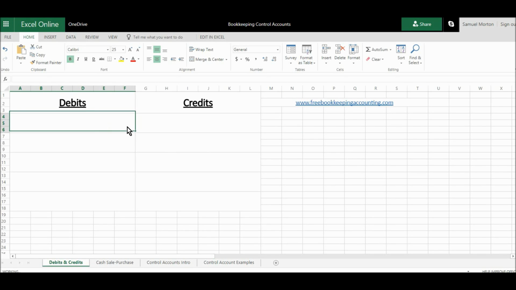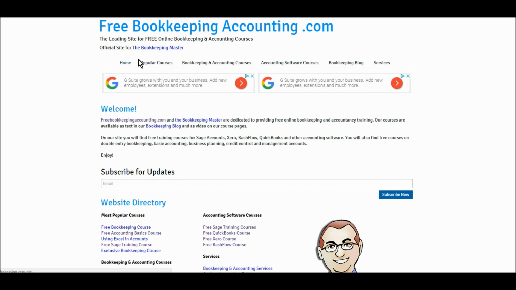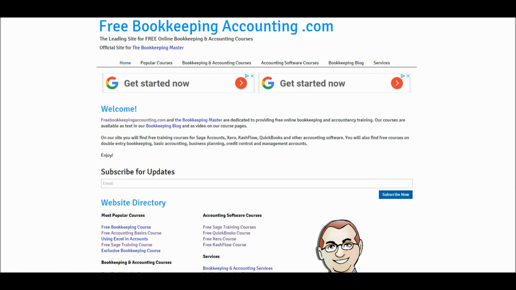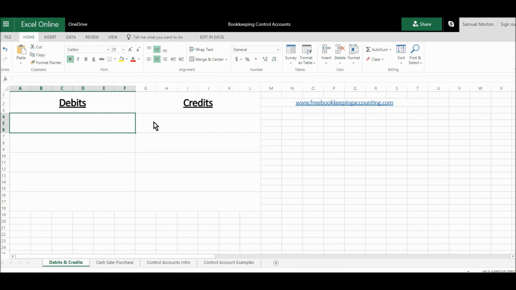But I want to go through debits and credits because it just provides a good refresher. It may help you understand control accounts a bit better if you have a quick refresher on debits and credits. Here we go. So if you just go to my website, under popular courses, free accounting basics, you can go to that link. That should help, and there should be some videos specifically for debits and credits. My free bookkeeping course too. If you click on that, there'll be a link for videos about debits and credits.